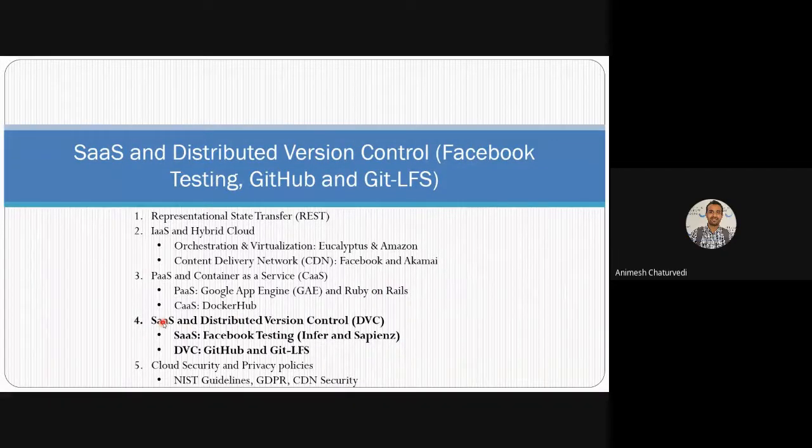Hello. So today we are going to discuss software as a service, SaaS, and distributed version control systems. In SaaS, we will take the example of Facebook testing, Infer, and Sapienz. Facebook is one of the most popular software as a service that almost everyone of us has used. How does Facebook undergo testing? We'll discuss this.